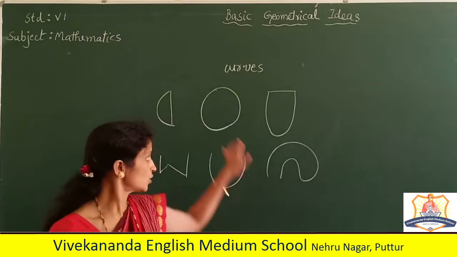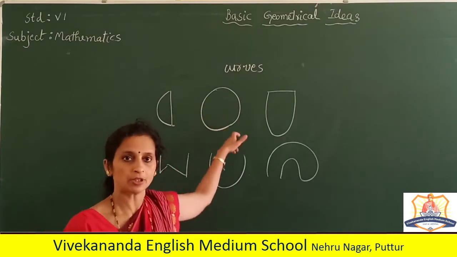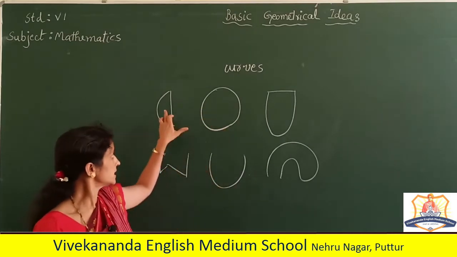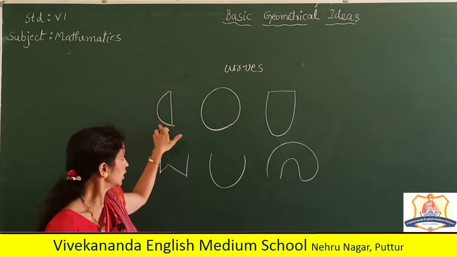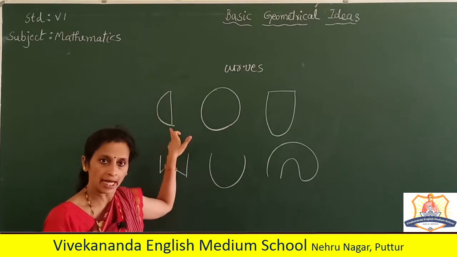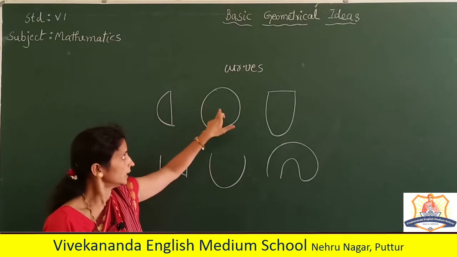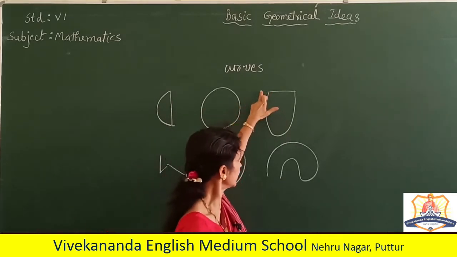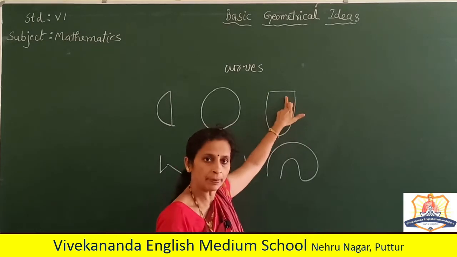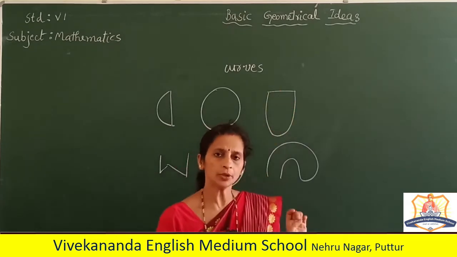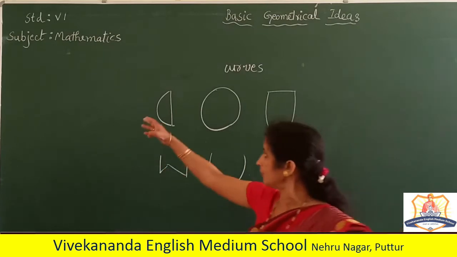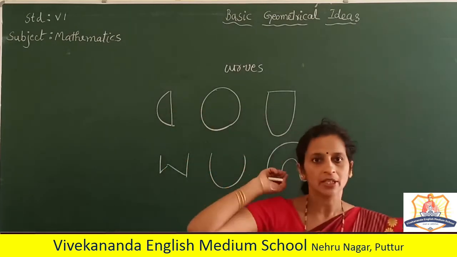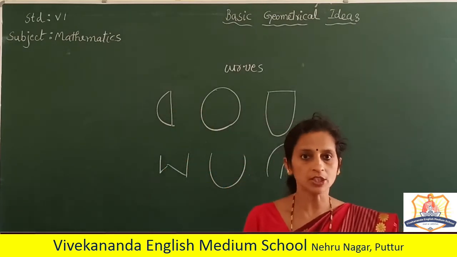Now observe these two types of figures. Here you can see one curve and one straight line, and it is closed. Here you can see a circle, and it is also closed. Here you can see a cylindrical shape, and it is closed. Now what can you say about these figures which are closed? Very good, they are closed figures.